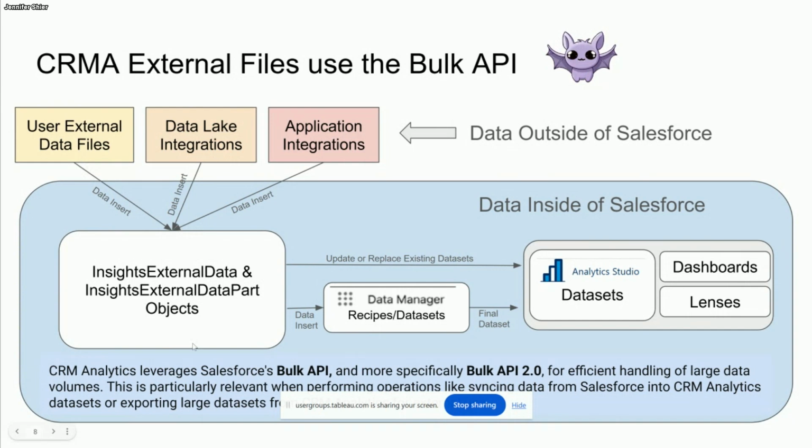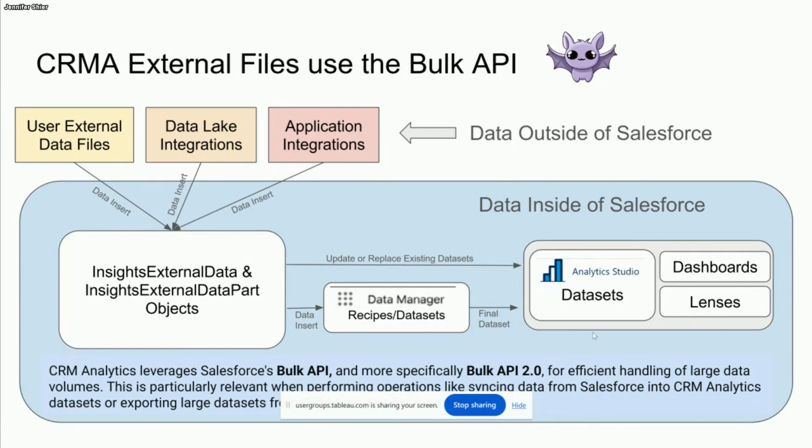Now, once it's in this object, two different things can happen. It can update or replace an existing data set in Analytics Studio, or you can send it to the data manager and use it for recipes, which then your final data set would land here to view.